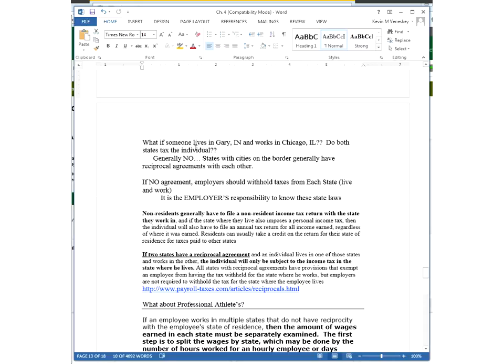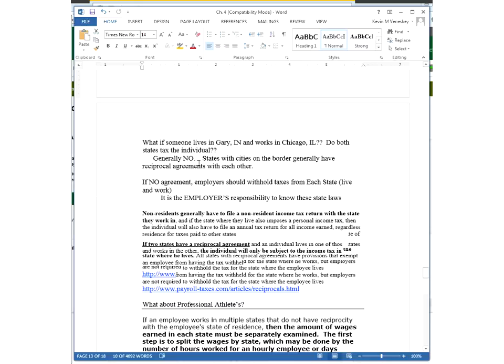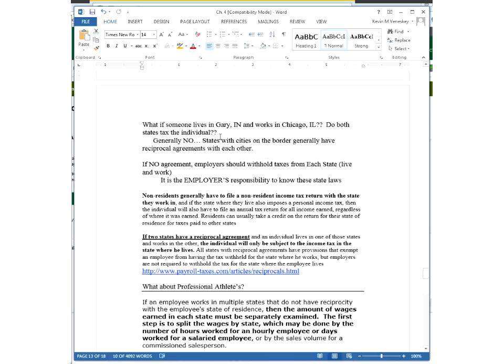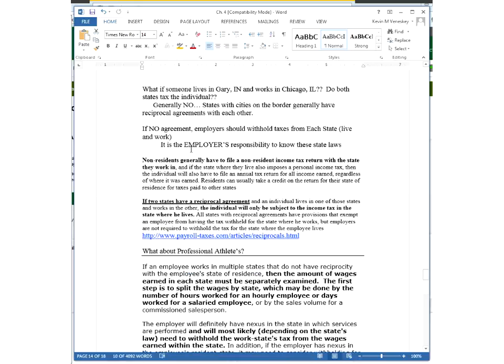However, we no longer have an agreement with Illinois, and there are reasons, and I get into this in class. But basically, if someone lives in Gary but works in Illinois, they're going to have to fill out both an Indiana return, a resident return, and an Illinois non-resident return, because they don't live there, but they work in Illinois, in Chicago. Illinois and Indiana don't have a reciprocal agreement, basically because of Chicago.